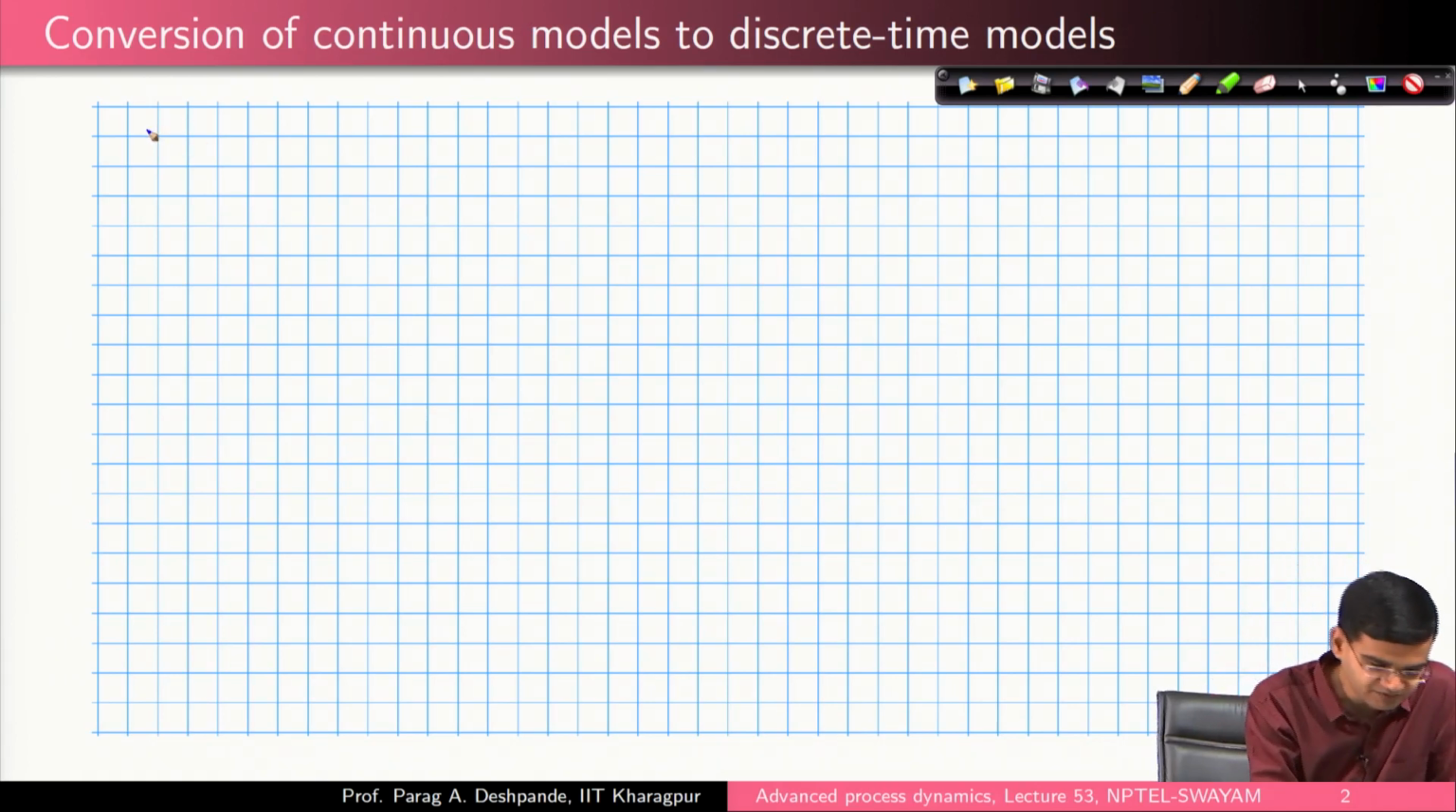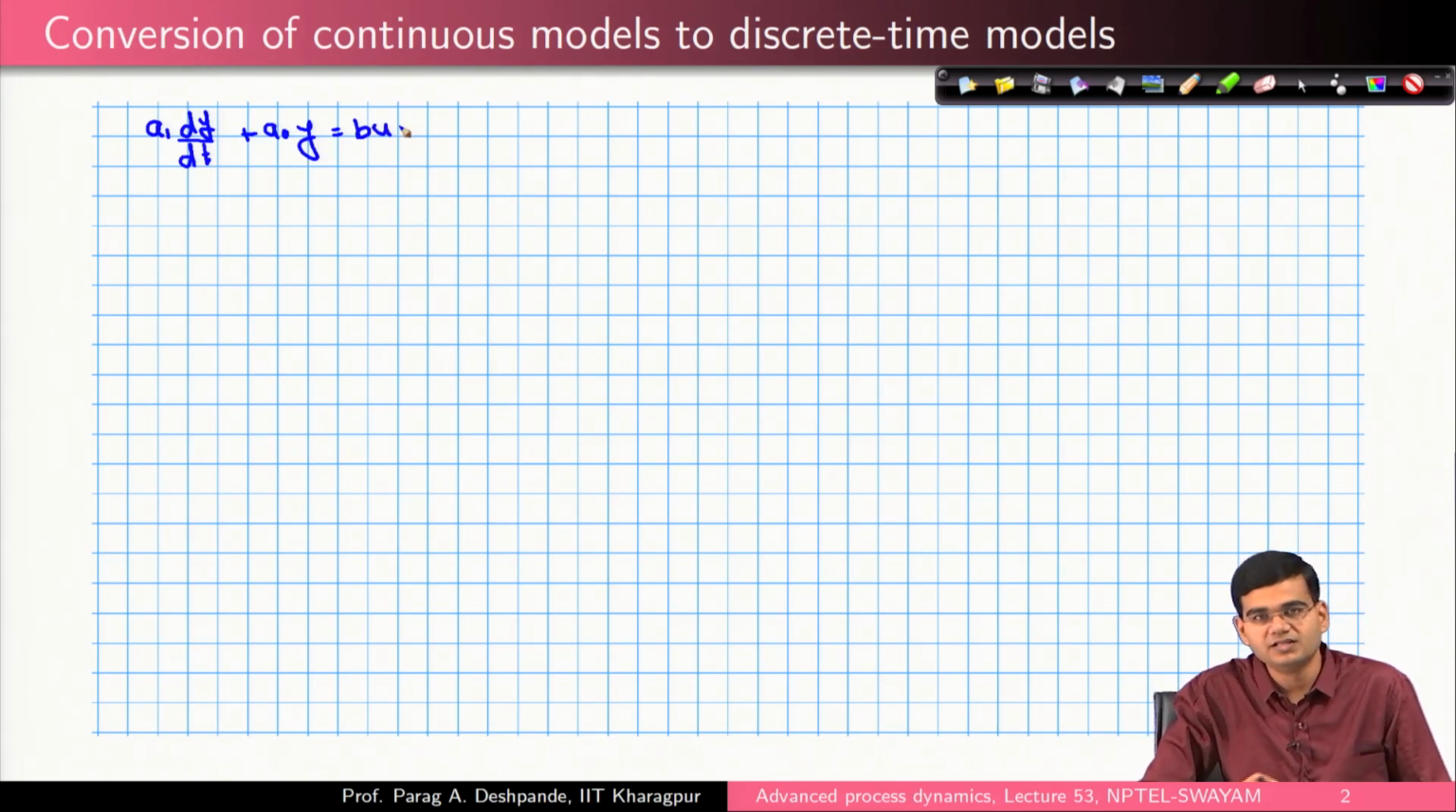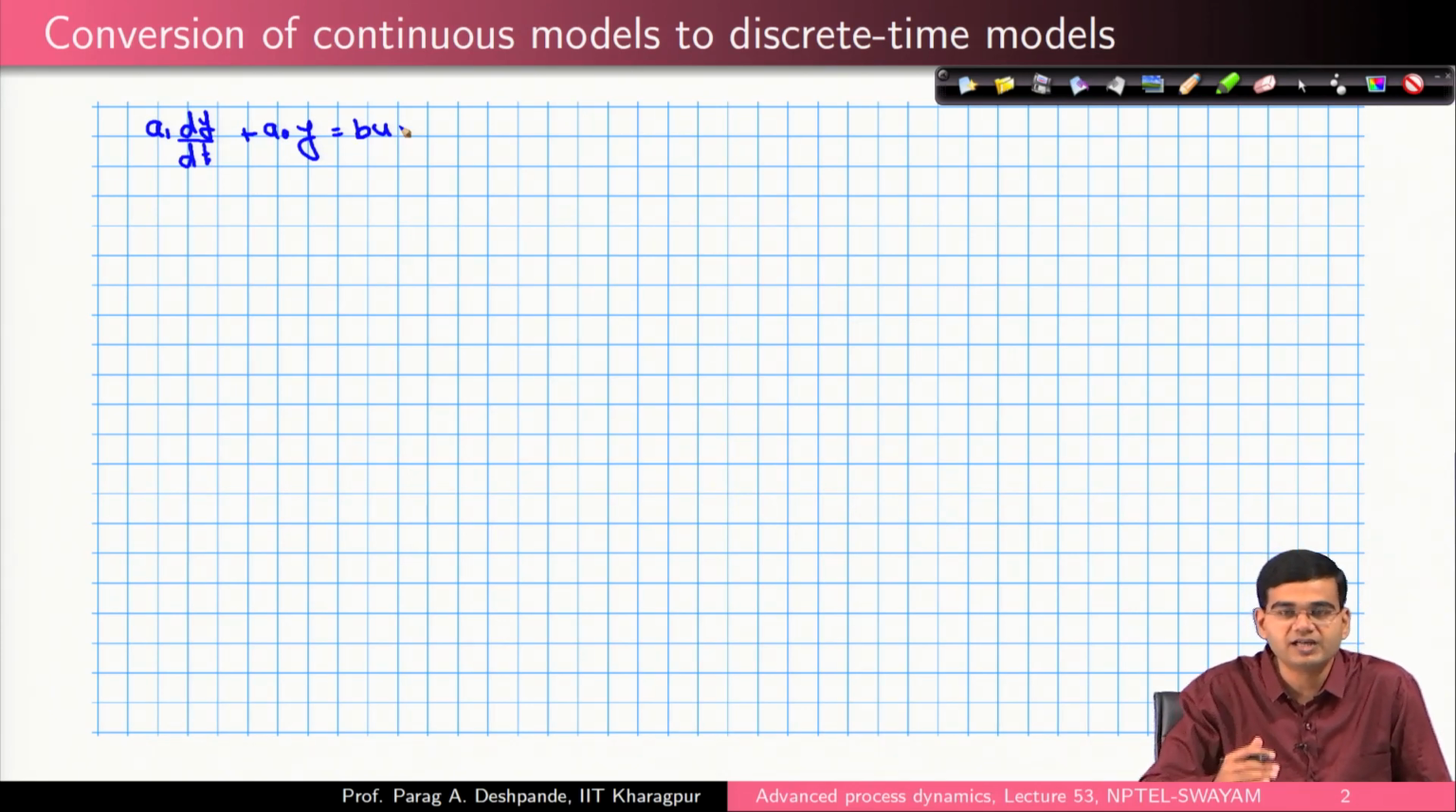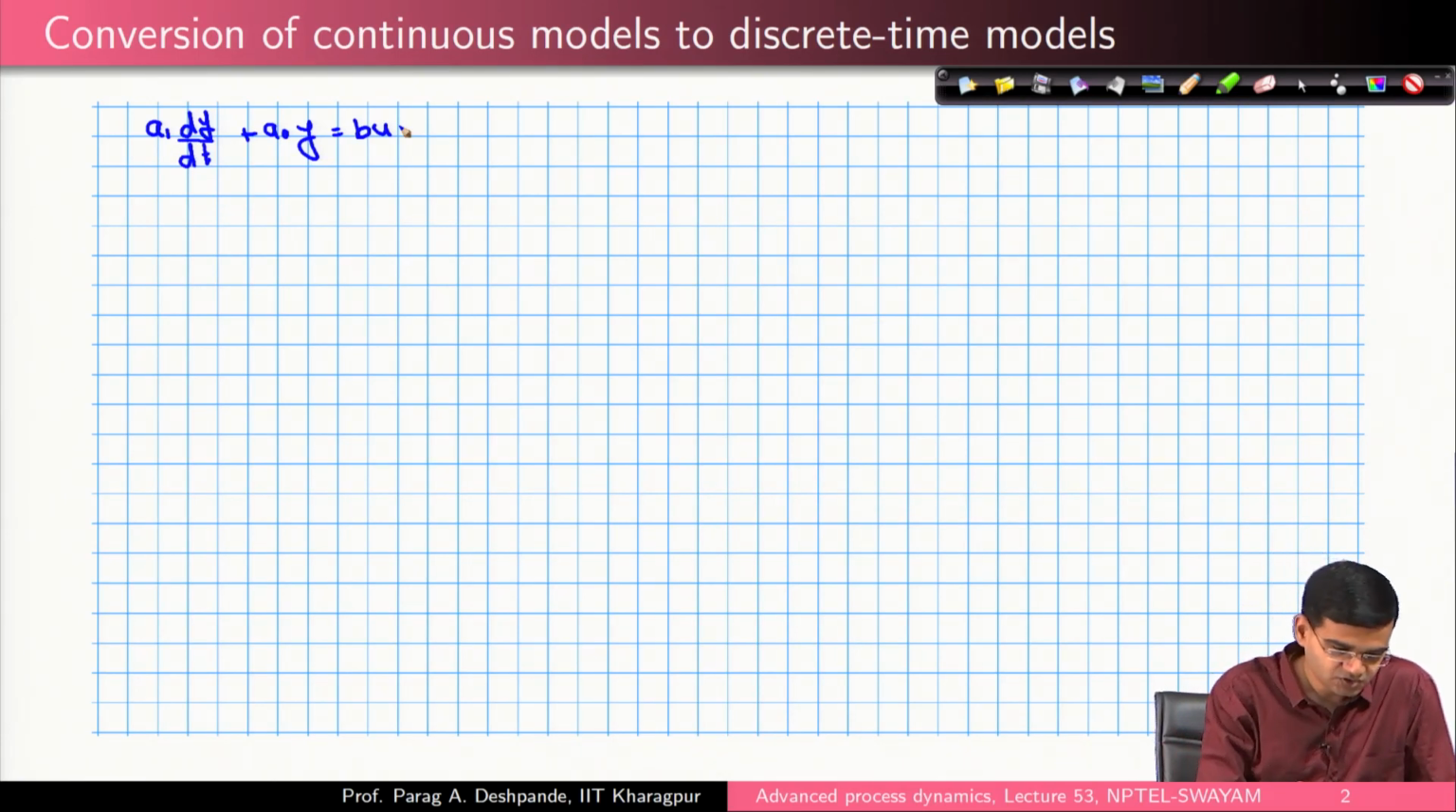So, the system is given by, let us say, A 1 dy by dt plus A 0 y is equal to b times u. The equation is in deviation variable form. So, we know that everything is normalized. So, at time t is equal to 0, you introduce the disturbance. So, y starts from 0. Okay. So, to convert it to discrete time form, let us make small changes.